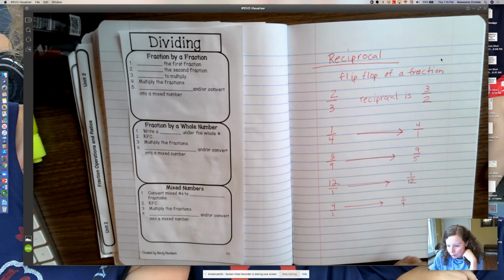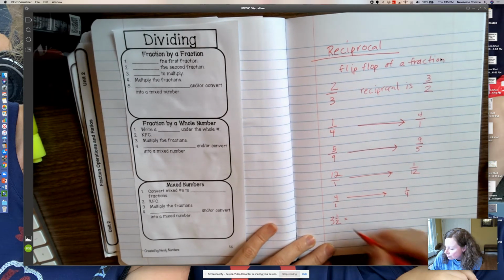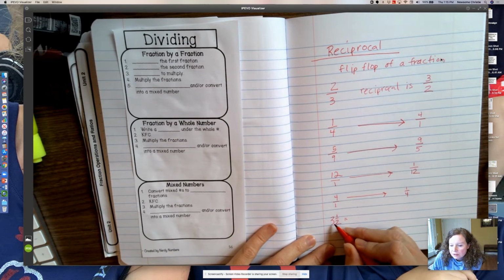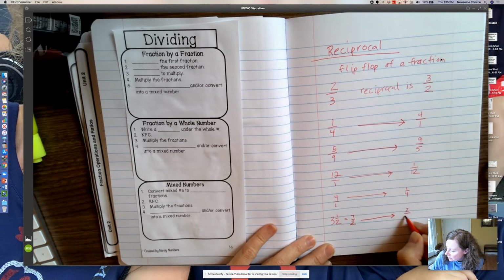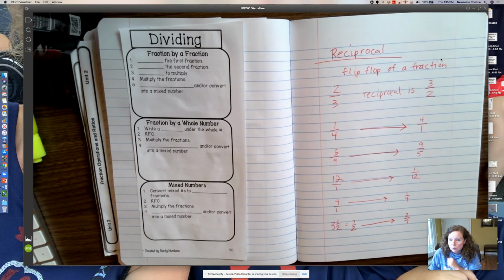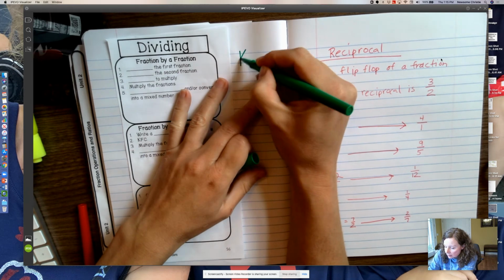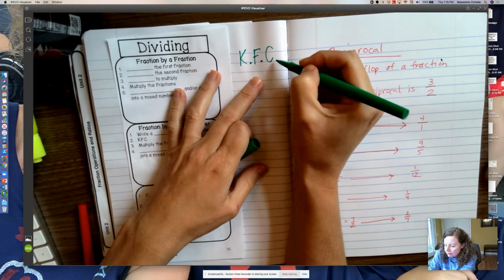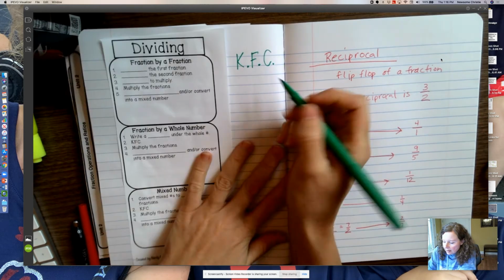It goes both ways. We can also do reciprocals of mixed numbers, but what you have to do first is change it to an improper fraction. So for example, 3 and 1/2: 2 times 3 is 6, plus 1 is 7. So 7/2, the reciprocal would be 2/7. Okay, we need reciprocals when we do dividing fractions. And there is a strategy that we're going to use called, and I'm going to write this here, KFC. Okay, and this is our division strategy.